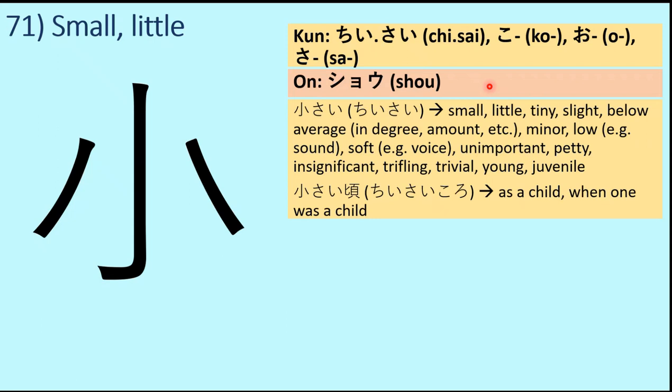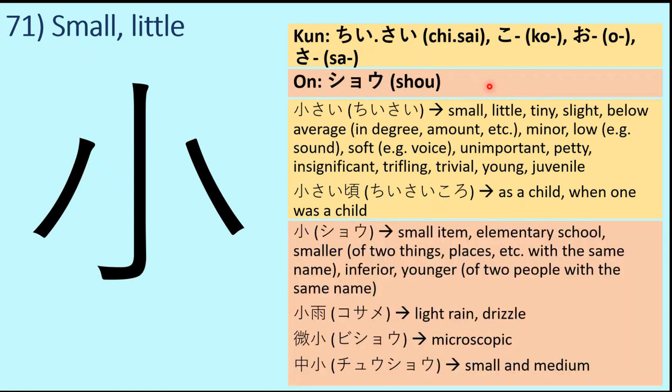Then we have Chisai Koro. Chisai Koro means as a child, when one was a child. Here are a few usages in On'yomi. It's shou, small item, elementary school, smaller of two things, place X, etc. with the same name, inferior, younger, of two people with the same name. So this symbol represents something small, little, or insignificant.